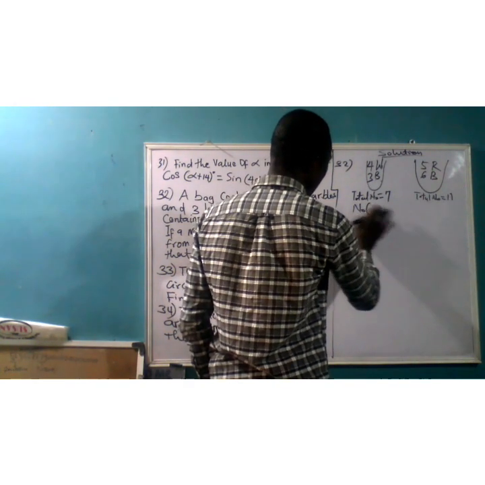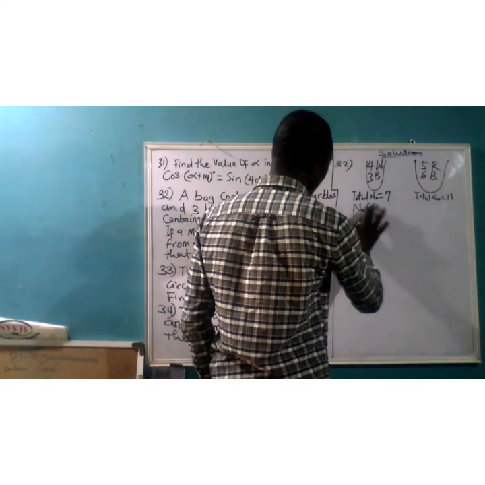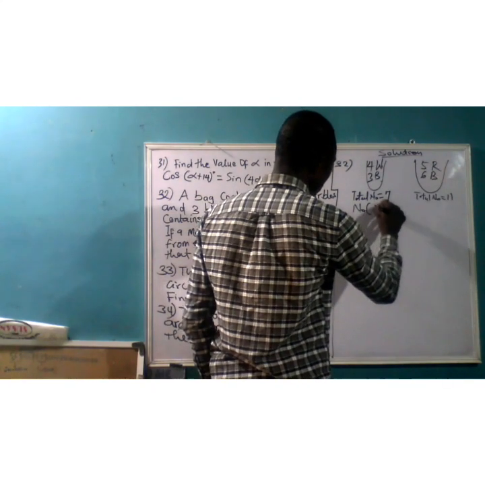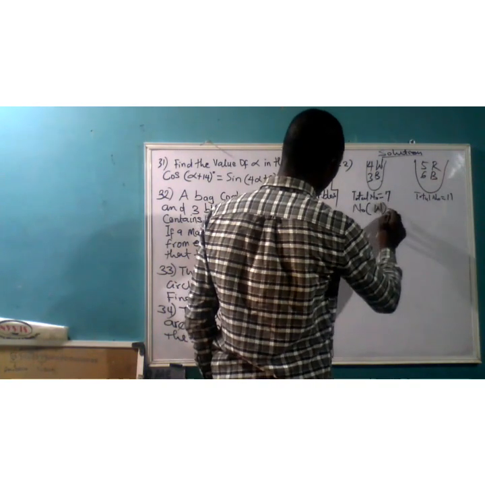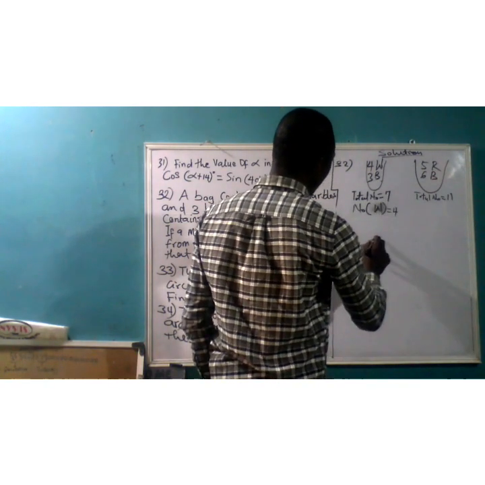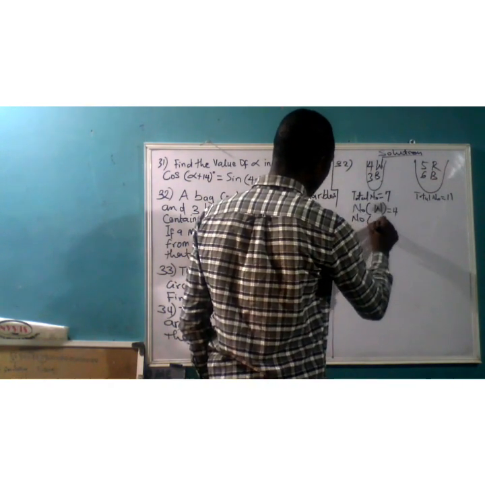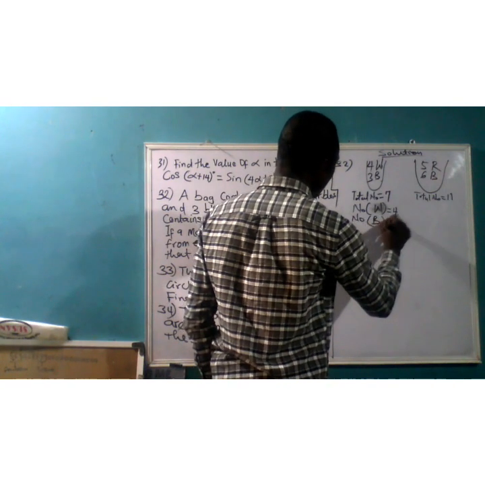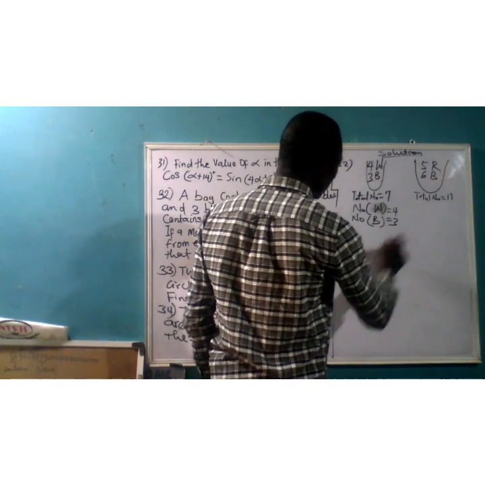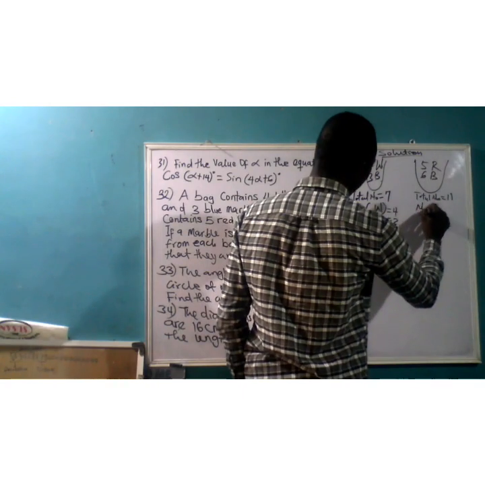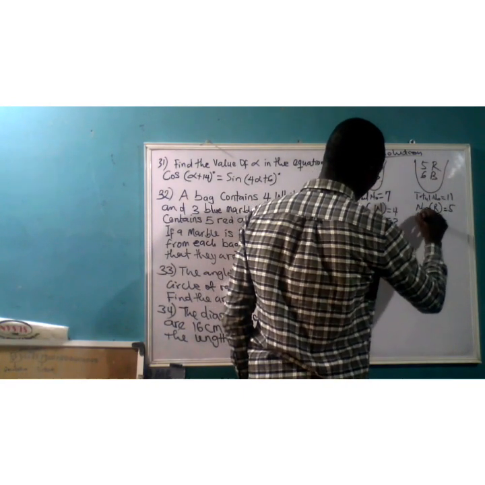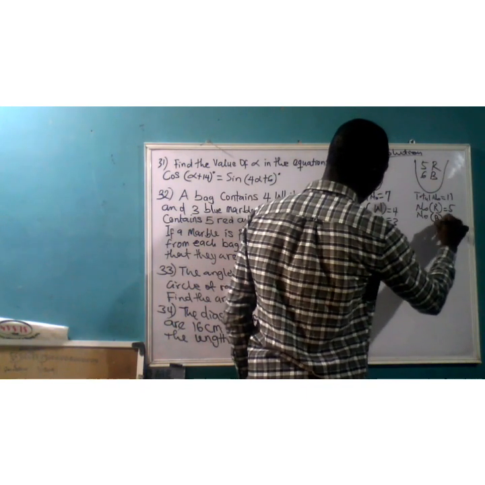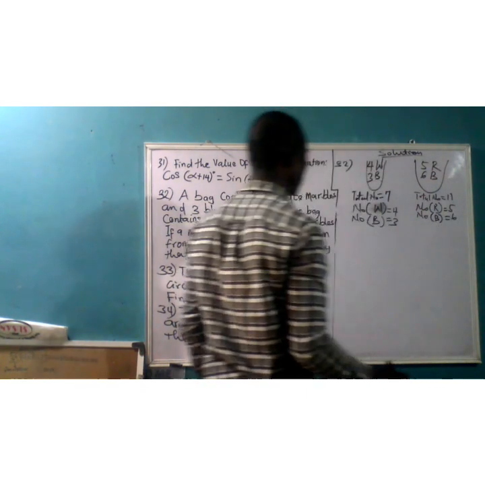numbers of whites. Numbers of whites here is equal to what? 4. Numbers of blue is equal to 3. Numbers of red here is equal to what? 5. Numbers of blue here is equal to 6.